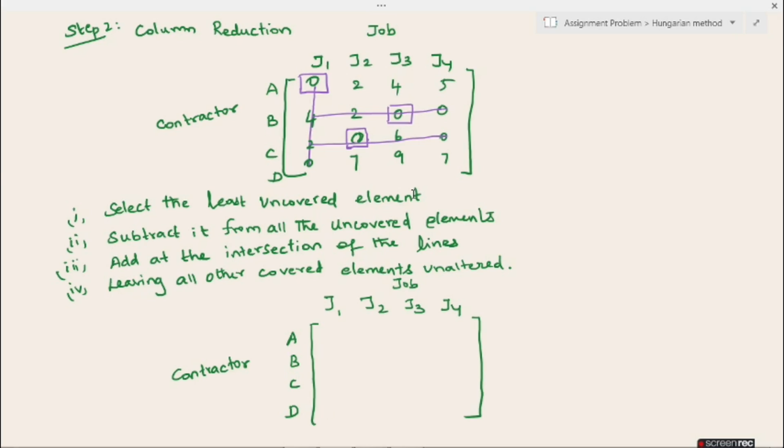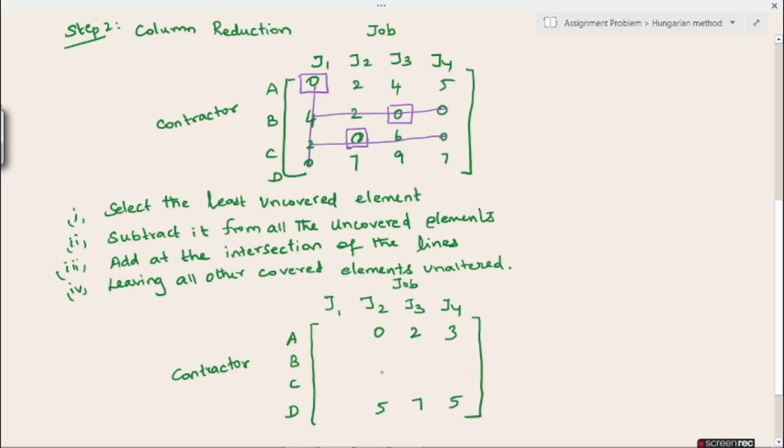So if you subtract, you get, so this row A, column J2, that is 2. So if you subtract, you will get 2 minus 2, that is 0, and 4 minus 2, 2, 5 minus 2, 3, and 7 minus 2, 5, 9 minus 2, 7, 7 minus 2, that is 5.